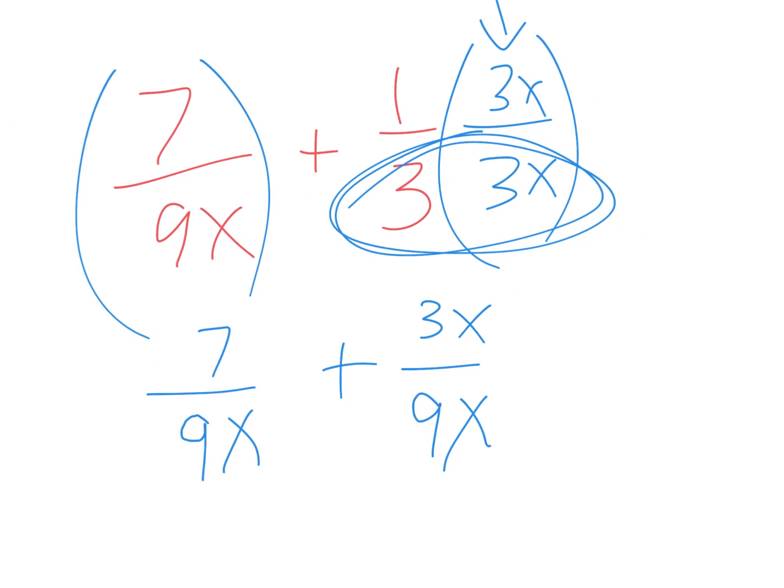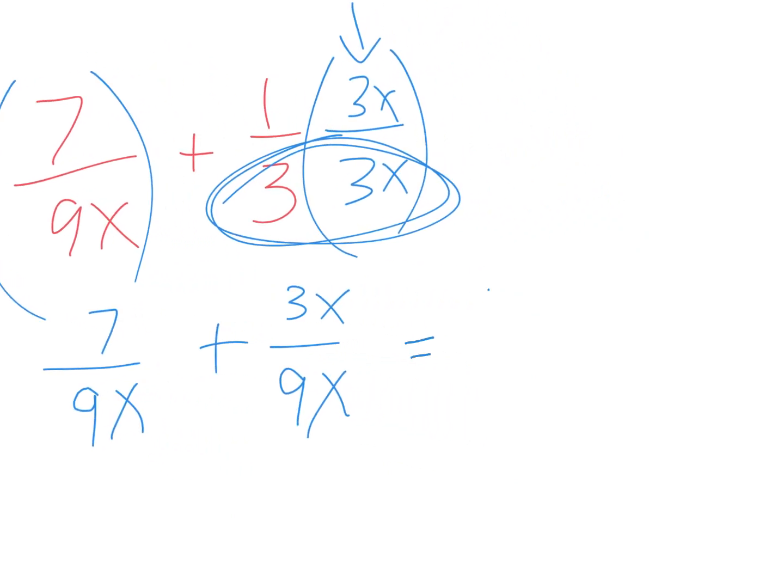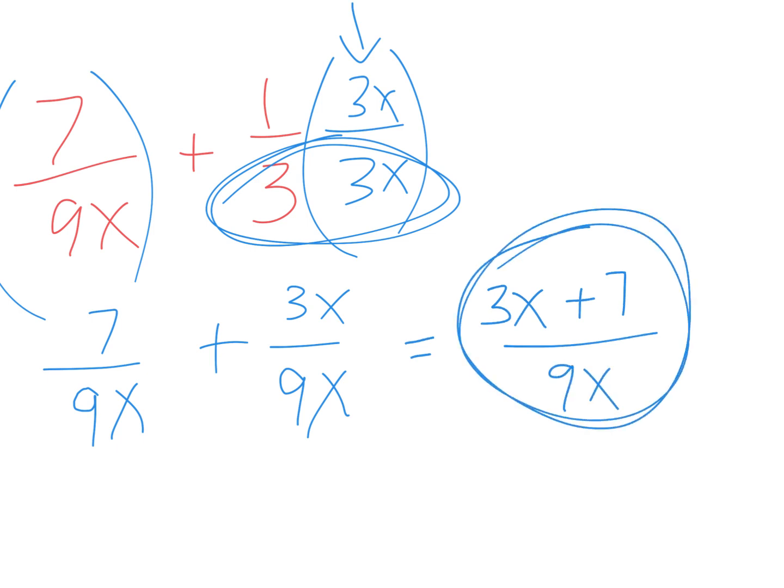Matilda, final answer. 7 plus 3x over 9x. Yep. I saw some kids wrote this, and that's fine, and what she said was fine. You can say 3x plus 7 or 7 plus 3x over 9x. Nice. Can that be factored? Because if you can factor it, you should.